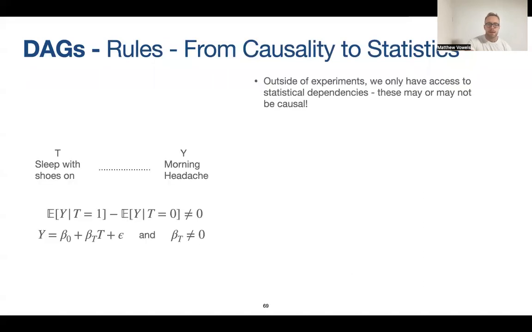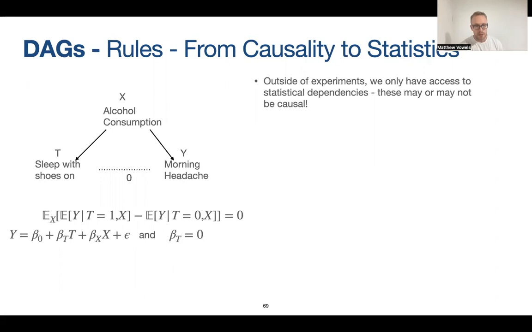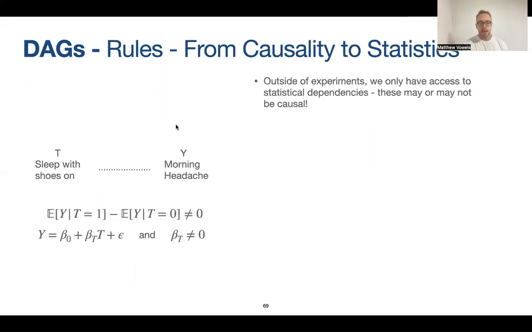Okay, so let's start talking about these rules that I've been referring to. We mentioned before this example, which comes from Brady Neal's talk, about the effect of going to sleep with our shoes on and waking up with a morning headache. Let's say that what we're interested in is really the effect that going to bed with our shoes on has on a morning headache, maybe the chances of us waking up with a morning headache. In other words, the probability of Y, given that I go to bed with my shoes on, versus what happens if I don't go to bed with my shoes on.